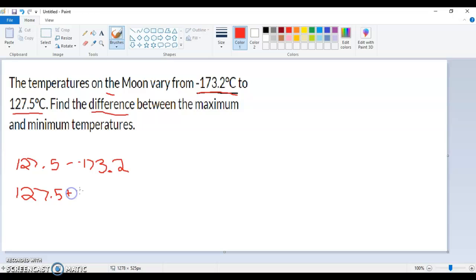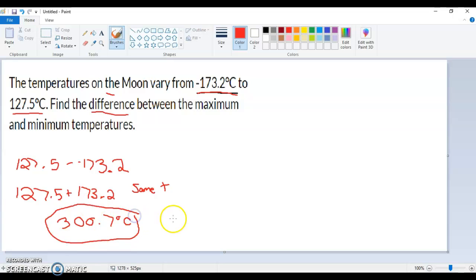Okay, we're going to keep, change, change, or add the opposite. I'm adding and I'm changing to the opposite. Now they're both positive, so it's the same sign, so I'm going to add. That's going to get me 300.7 degrees Celsius. Okay, that's the difference between them.